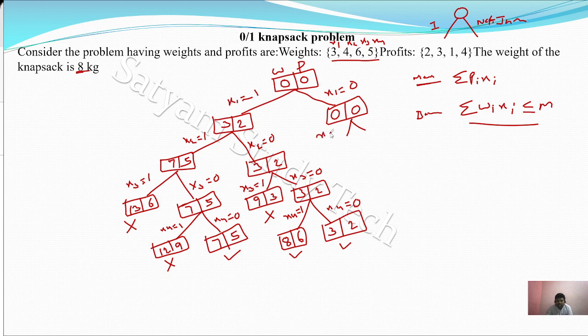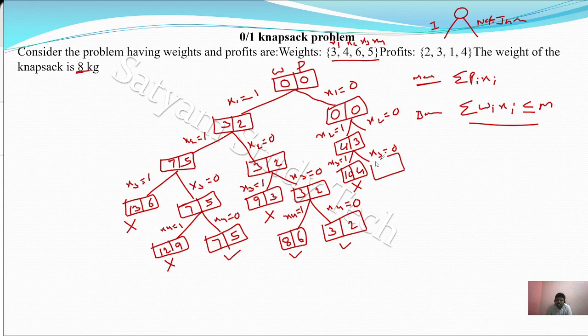Now you can see x2 is included, x2 is not included. If x2 is included, the x2 weight is 4. 0 plus 4 is 4. So if x2 is included, you can get the profit 3. 0 plus 3 is 3. Now x3 is included, x3 is not included. If x3 is included, the weight of x3 is 6. 6 plus 4 is 10. If x3 is included, then you can get the profit 1. So 1 plus 3 is 4. But here 10 is not less than or equal to 8. So the condition fails, the bounding function fails, then you can kill this node.